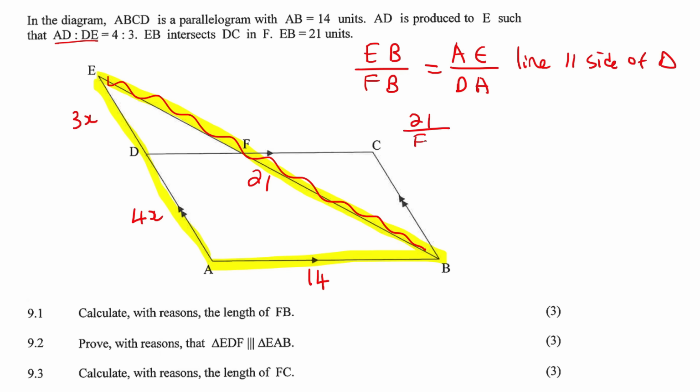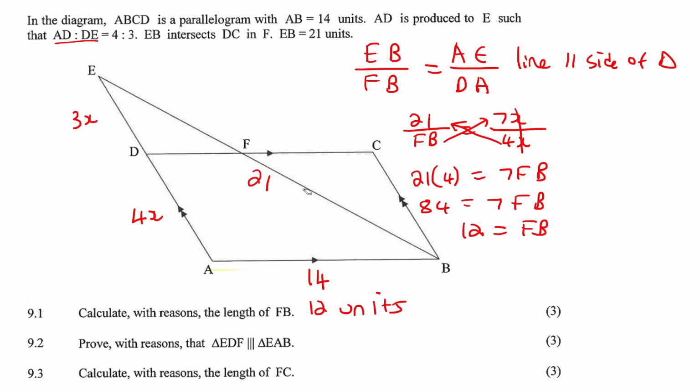AE is going to be 7x because it's these two together, and then DA is 4x. So the x's cancel. Cross multiply now, so the 4 goes there, the FB goes there. So you end up with 21 times 4 equals 7 multiplied by FB. That's going to give us 84 equals 7 FB. Divide both sides by 7 and you get 12. So that's 12 units. Okay, so if FB is 12 for this part, then this part would have to be 9, because together they must make 21.